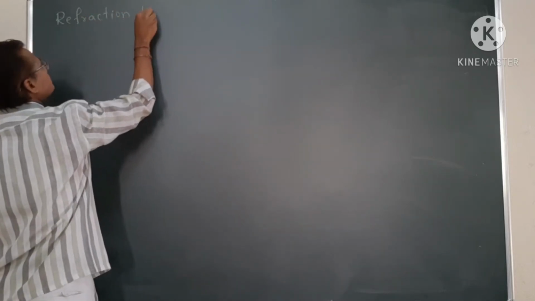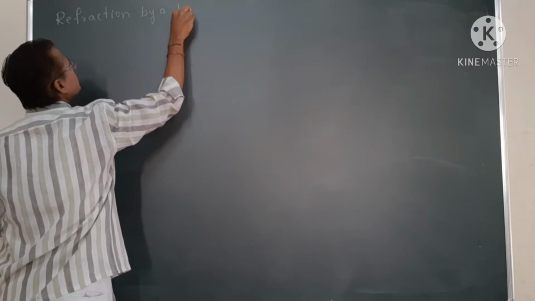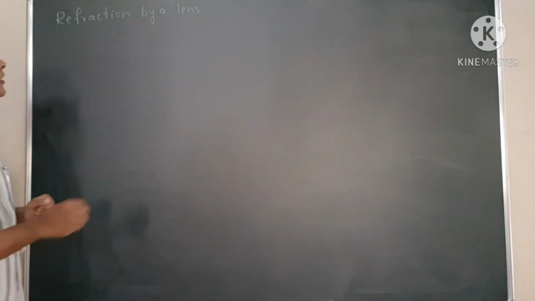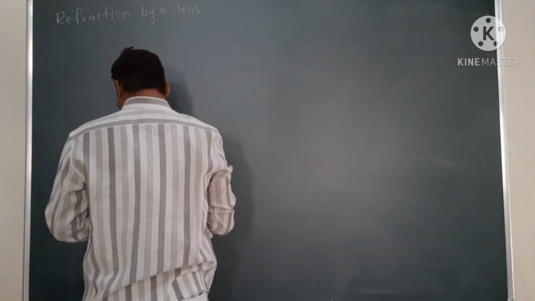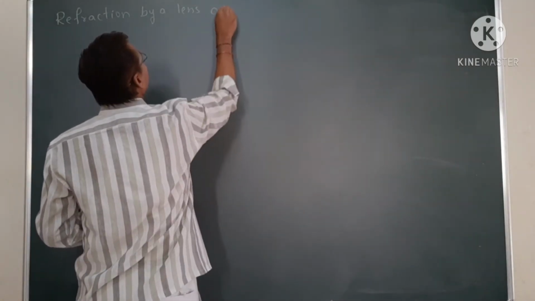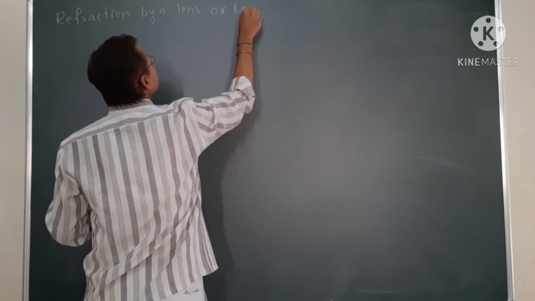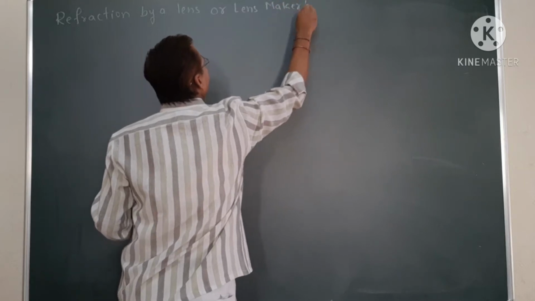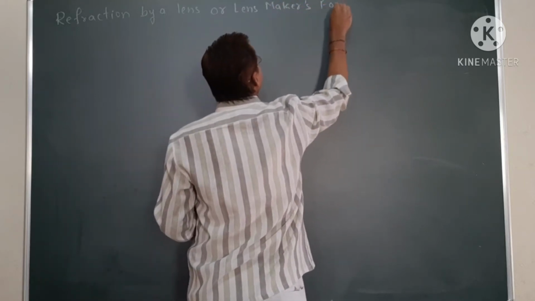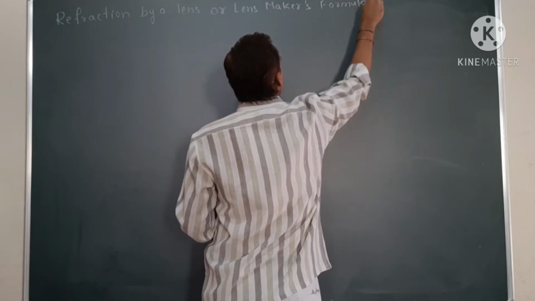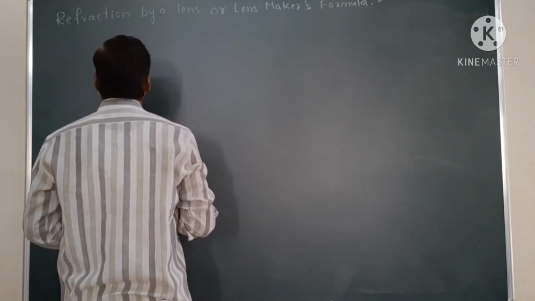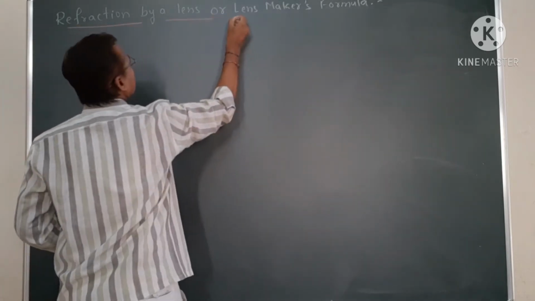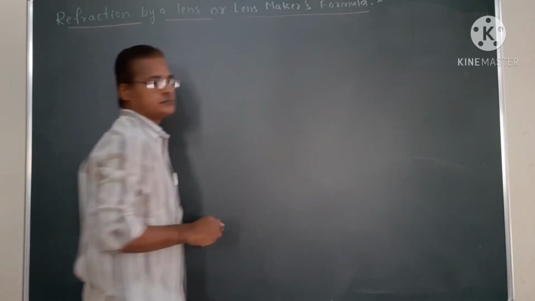Refraction by a lens. Or it is also known as what? The lens maker formula. It is popularly known as the lens maker's formula. So this is what we are going to call refraction by a lens, or the lens maker formula.